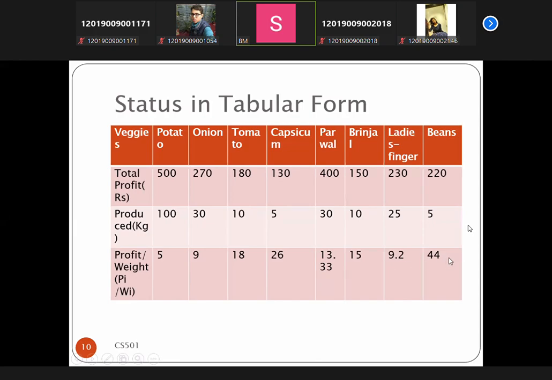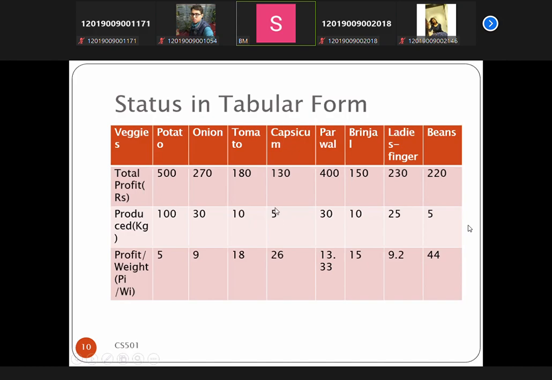Now 44 is highest, which is for beans. How much weight is there? 5 kg. At present your sack is empty, so what can you take? Yes, you can take 5 kg of beans. Take it, fine. What is the remaining weight? Now 45. What is the next highest profit-weight ratio? Now 26. Okay, that is for capsicum.